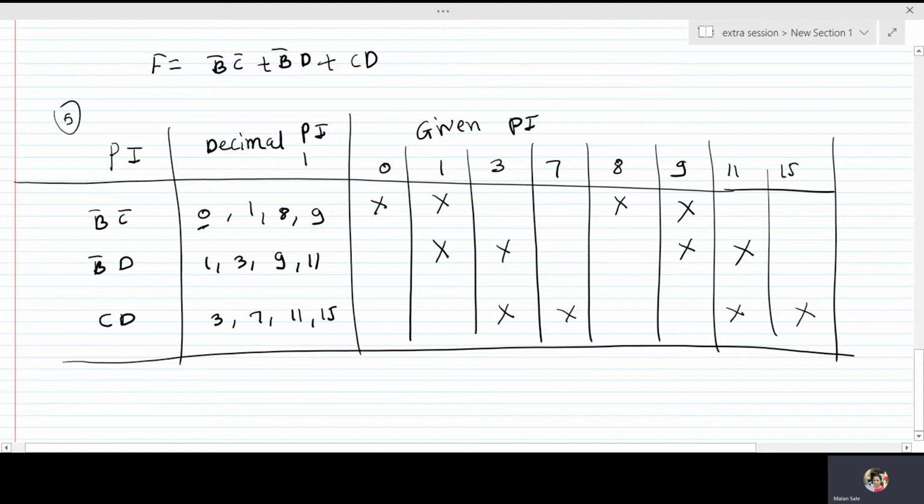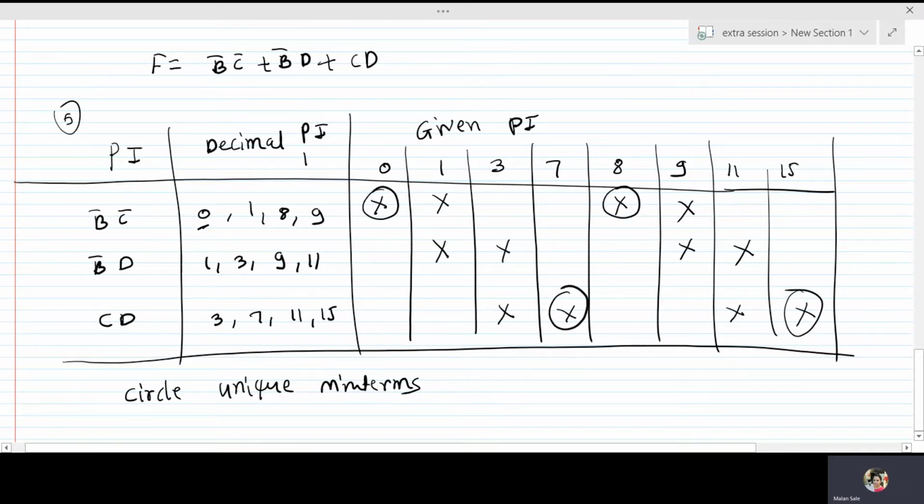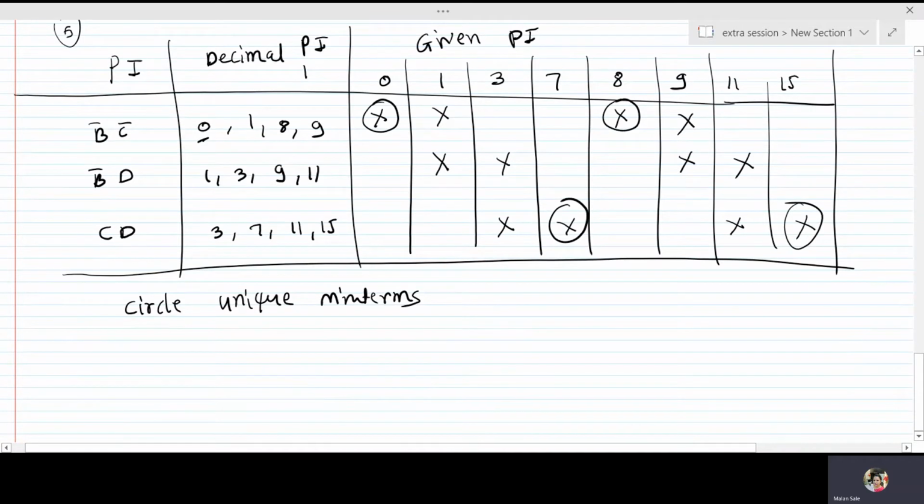Now after putting the cross marks, my next step is to circle unique minterms. Circle the unique minterms in the columns. This is a unique one, this is a unique one, this is a unique one, this is a unique one. And then write down the decimal numbers represented by these unique minterms. Now this one and this one are representing 0 and 8.